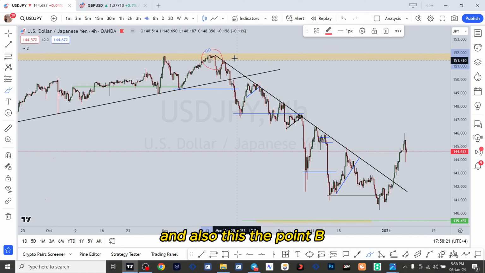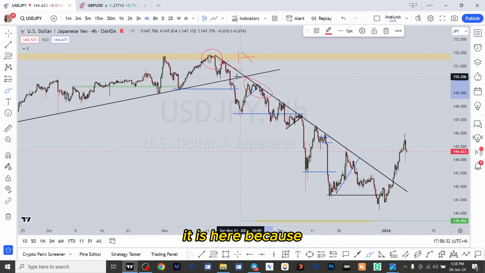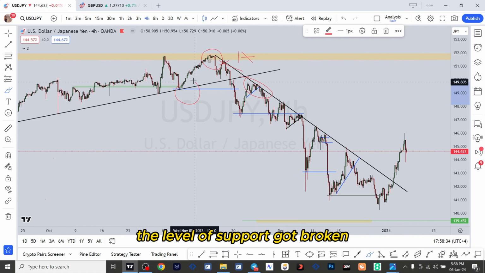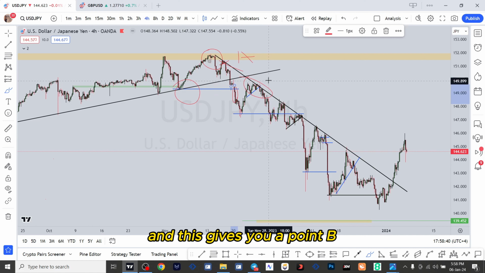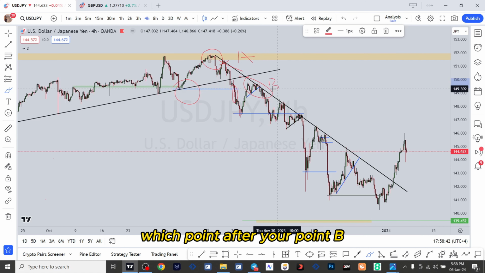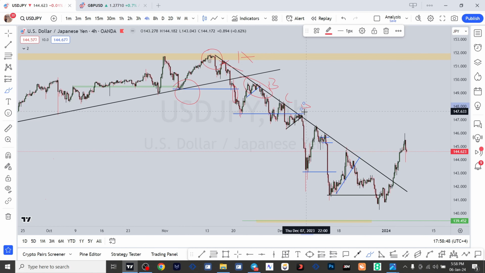And also the point B. This is your point A. This is point A and your point B isn't here. No, it is here because a level of support got broken, which is over here, right? These 2 candles, and this gives you your point B, after which you look for your point C, point D, and so on.